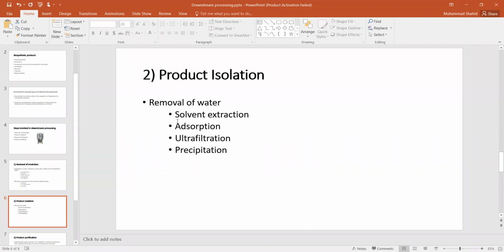So for the removal of the water, we again perform some steps, and those steps could be: number one, solvent extraction. So it means that we could use some solvents in order to extract our desired products. And what solvents could be used? For example, we can use ethanol, methanol, and so many other organic solvents in order to specifically extract our desired bioproducts. And the second step is adsorption. This means that we could adsorb our desired solutes on some solid materials, right?